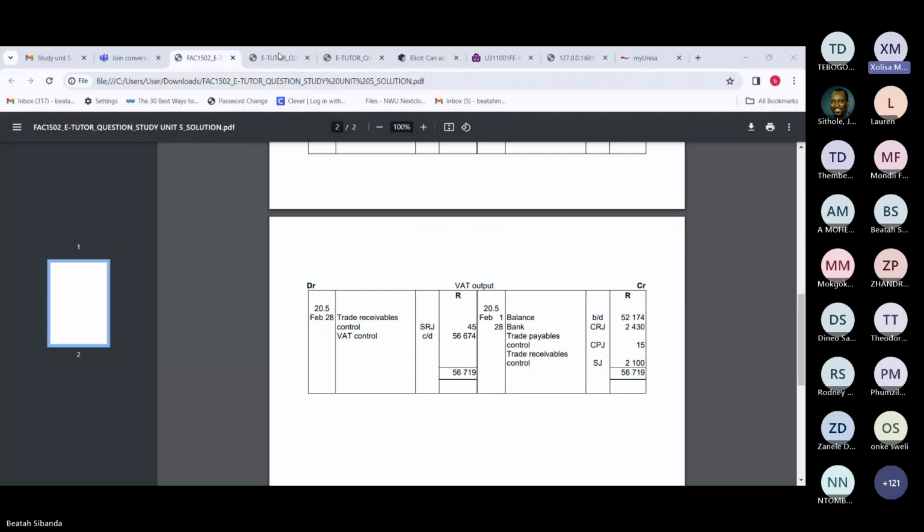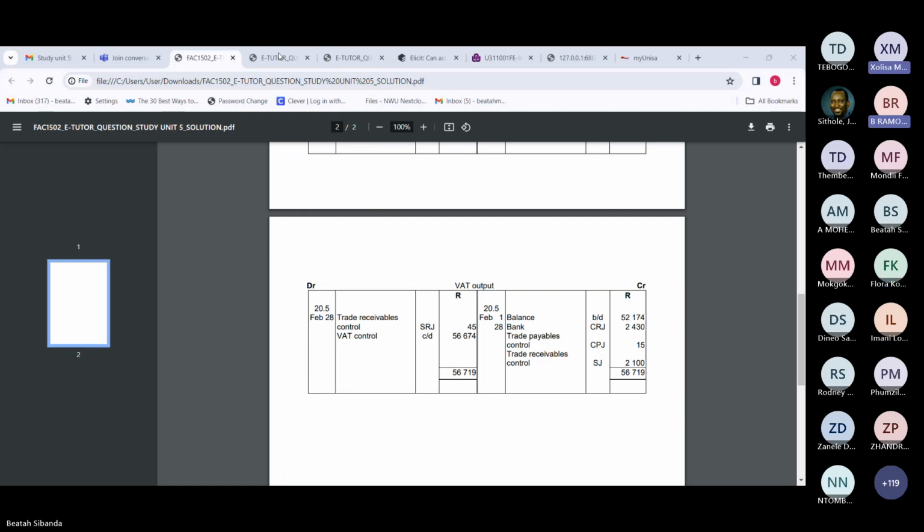Okay. I want to know, where does the 15 come from? From the cash payments. Which part? Which part of cash payment? Trade payables from the cash payment journal. It's a discount that you give. Okay, that's what I wanted to hear. It's the input VAT on the discount that you receive.